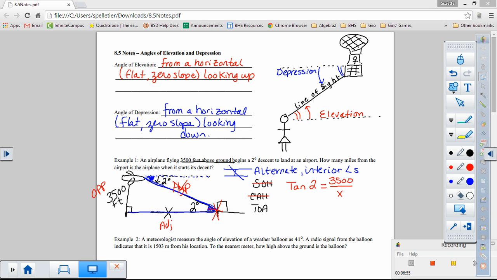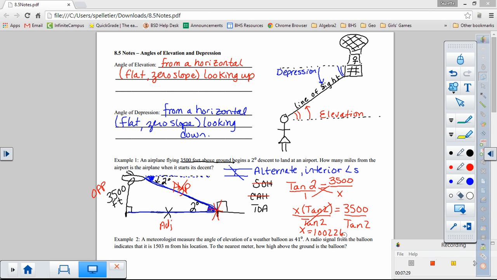Remember the strategy I said was to put this over 1 and then cross multiply. So x times the tangent of 2 is equal to 3,500. To get x by itself, divide by the tangent of 2. So you need to do 3,500 divided by the tangent of 2. That is tricky to do on your calculator, so be really careful. You're going to get x equals this ridiculous number.